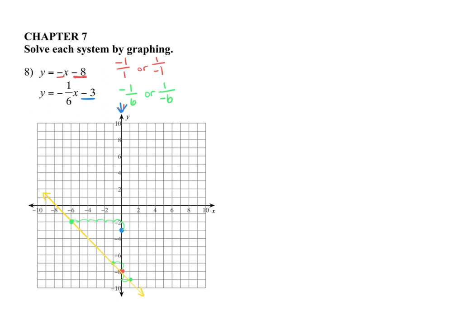So I'm going to connect those dots. And my answer is going to be where they cross. So this point right here is my answer. You're going to tell me that point. My x value is negative 6. My y value is negative 2. So my answer here is going to be negative 6, negative 2.